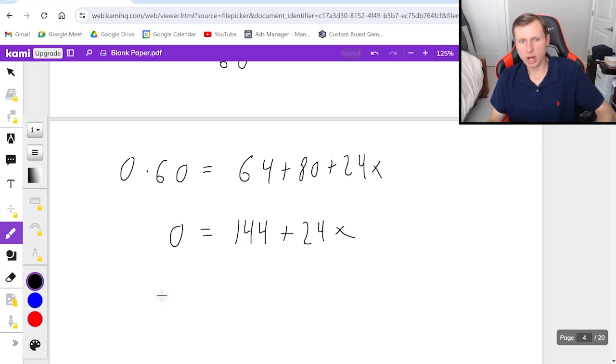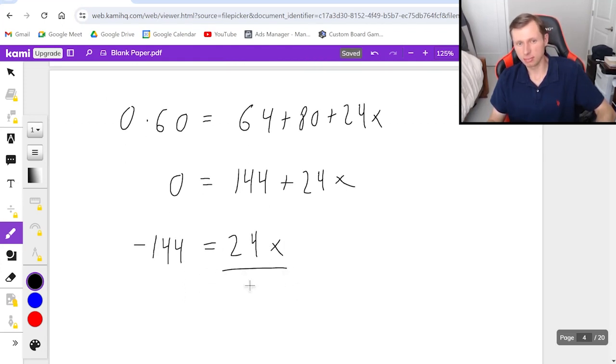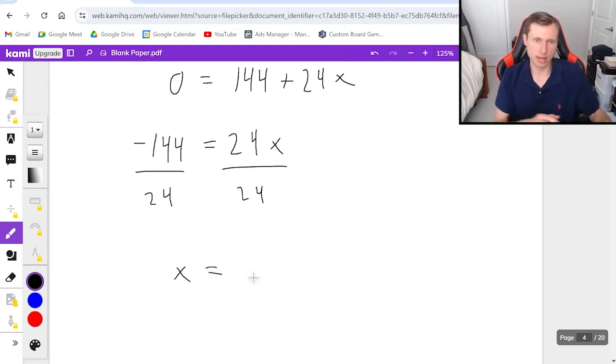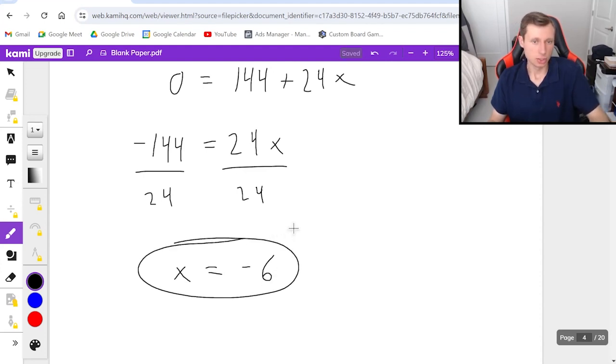So now I just subtract the 144 to the other side and then divide both sides by 24. And that'll get me the x value of the center of mass, which is exactly -6, a nice round number. So that's the x coordinate. I still got to find the y coordinate.